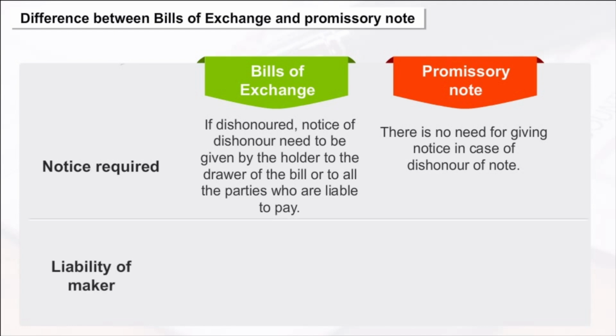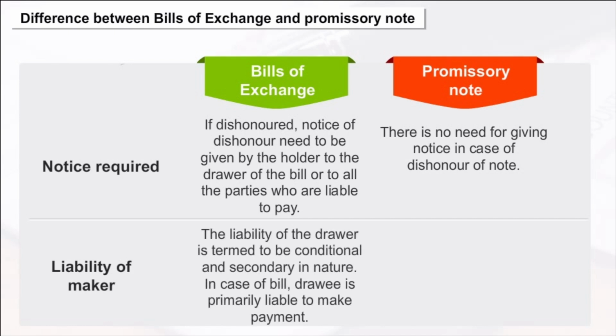7. Liability of maker. In case of bills of exchange, the liability of the drawer is conditional and secondary in nature. In case of a bill, the drawee is primarily liable to make payment. The drawer becomes liable only when the drawee does not pay on the due date. In case of a promissory note, the liability of the maker of the note is primary and absolute.